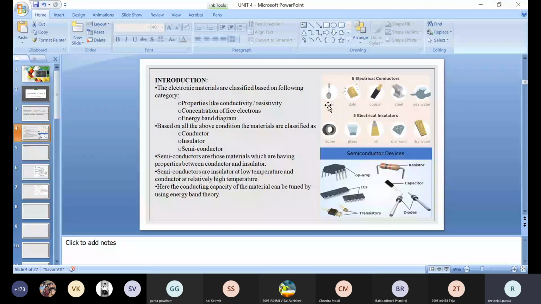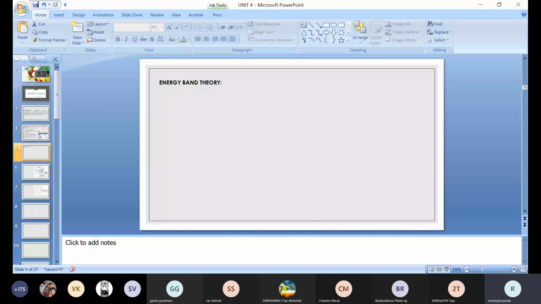Second comes the concentration of free electrons. When we were discussing different types of materials, I told you about this particular material called metal, right? Metallic bonds. When I told you about the metallic bond, I told you about something like free electrons. So free electron means what?